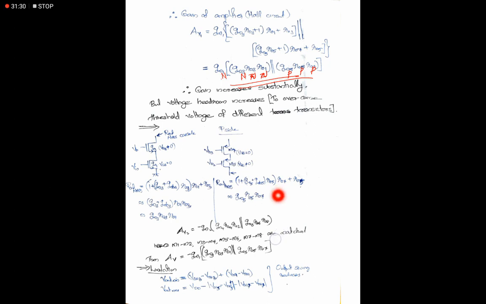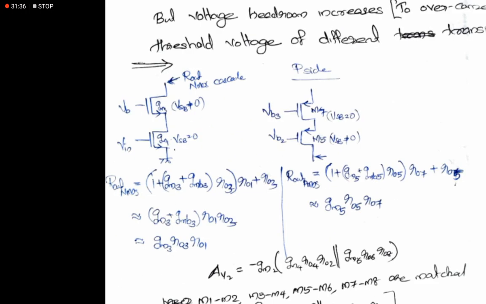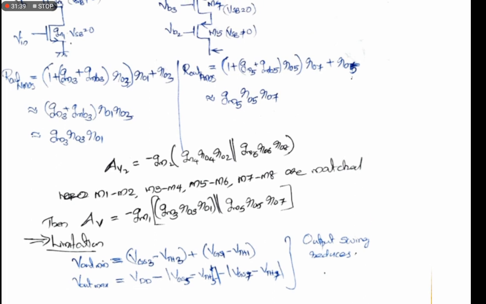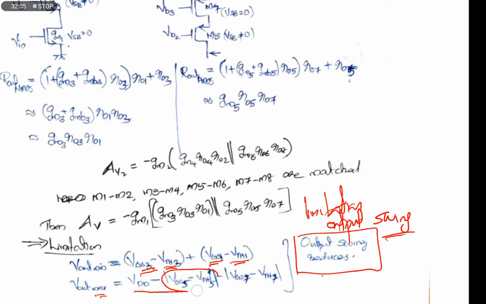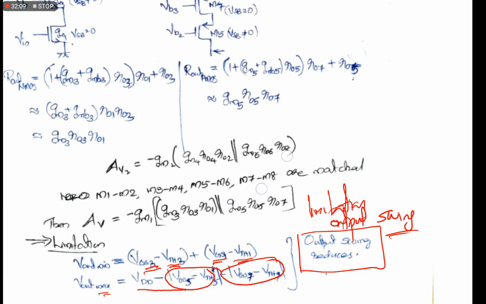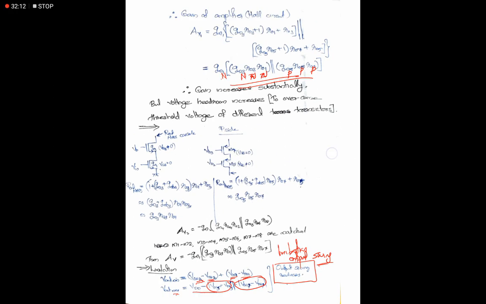And the main drawback of this circuit is that due to the presence of a large number of MOSFETs, there will be a limitation in output swing. Okay, so I will explain what is the limitation. The minimum value of output is limited to VGS3 minus VTH3, VGS1 minus VTH1, and the maximum value is limited to VDD minus the threshold voltage in the upper side. Okay, so why it is happening, we will explain.